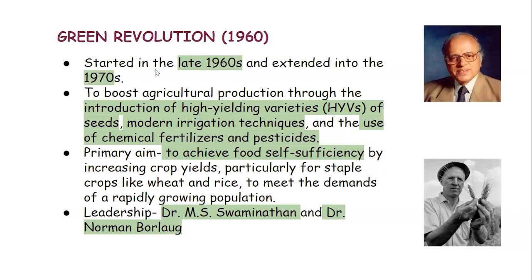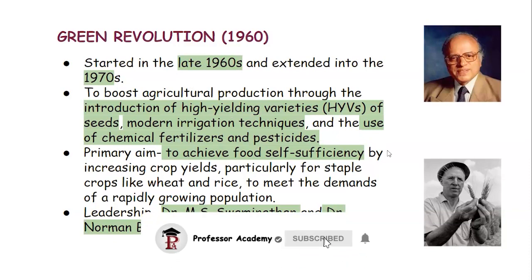It was a concerted effort to boost agricultural production through the introduction of high yielding varieties of seeds, modern irrigation techniques, and the use of chemical fertilizers and pesticides. So the Green Revolution was aimed at these methods, but the primary aim of the Green Revolution was to achieve food self sufficiency.